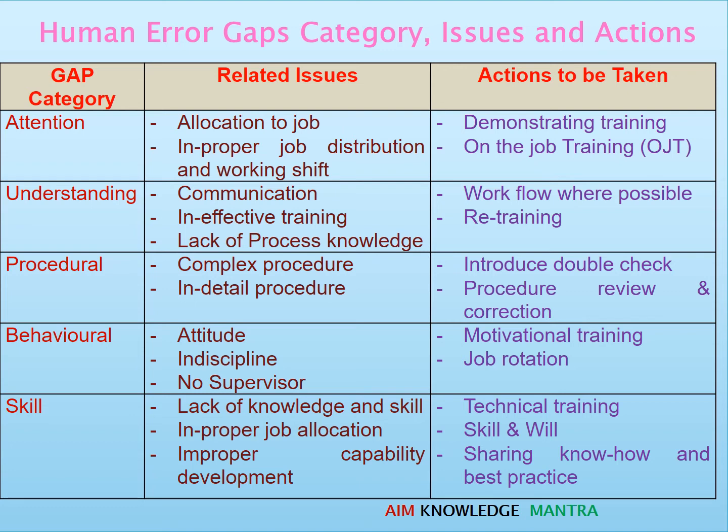Procedural: complex procedure; in-detail procedure; introduce double check; procedure review and correction. Behavioral: attitude, indiscipline, no supervisor; motivational training, job rotation. Skill: lack of knowledge and skill, improper job allocation, improper capability development; technical training. Skill and will: sharing know-how and best practice.